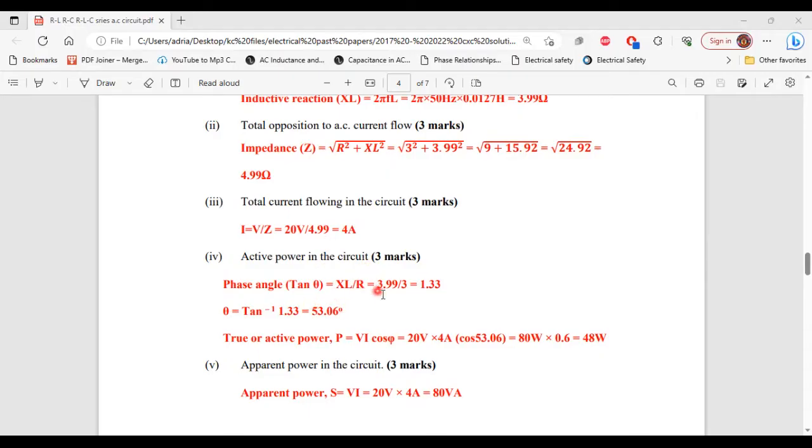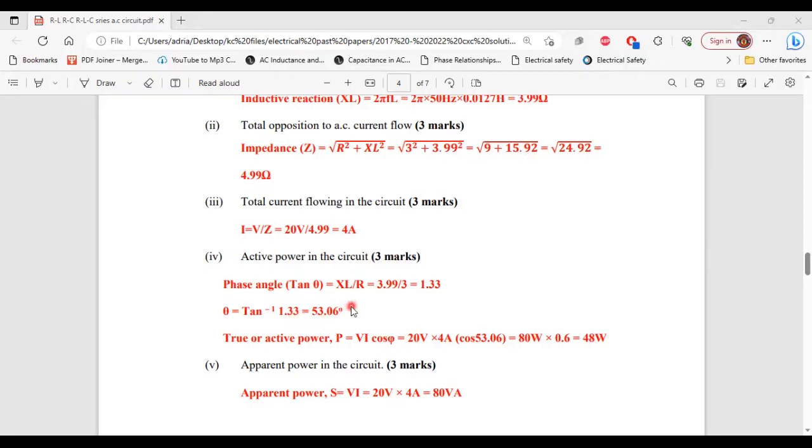So that is 3.99 divided by 3. That will give us 1.33. So to get the angle, theta is equal to tan inverse 1.33. That will give us 53.06 degrees.